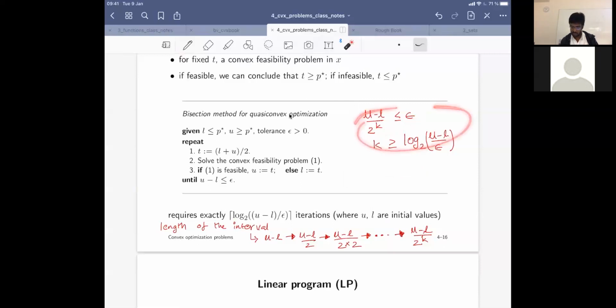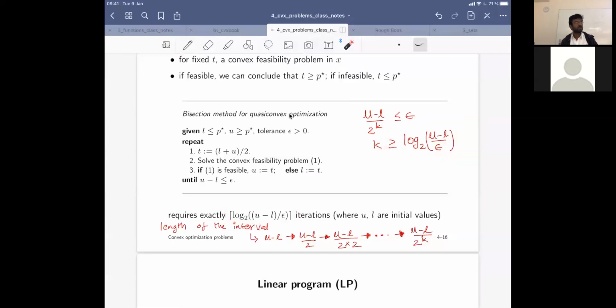Rearranging this, we find that k should be greater than or equal to this quantity, which is what is written here. So if you choose a particular epsilon, we can find, based on U and L values, which are also inputs to the algorithm, how many iterations you need to reach this accuracy of epsilon. So this is the bisection method.